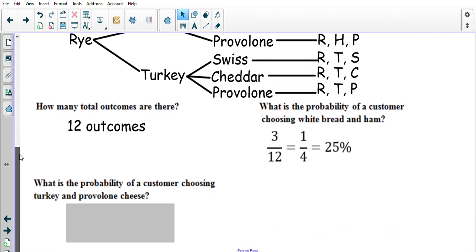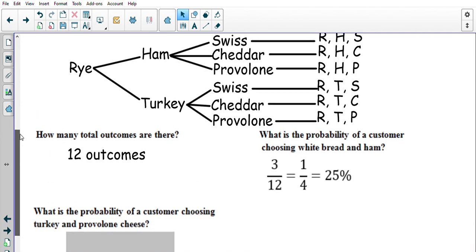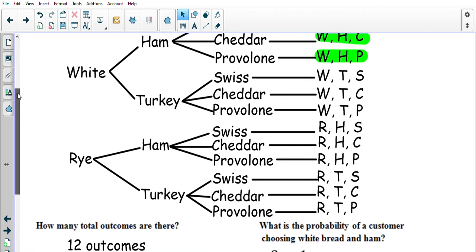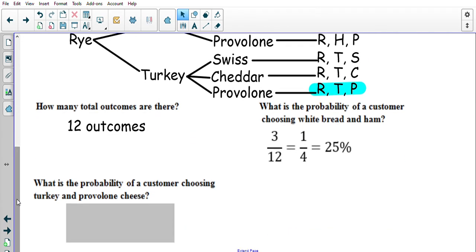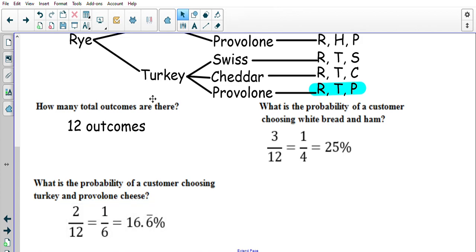The last question with this problem, what is the probability of a customer choosing turkey and provolone cheese? So I need a T and a P involved here. And I'm going to highlight this in green. So I've got this outcome right here for turkey and provolone, and then this outcome down here, which includes turkey and provolone. And that happens to be 2 of our 12 outcomes. And 2/12 is going to reduce to 1/6. That is 16.6 repeating percent. If you put about 17% or 16.7%, that's okay too. But we go a little bit further here. What I like about listing all the outcomes is it makes it easier for us to find some probabilities from that. All right, let's do another example.